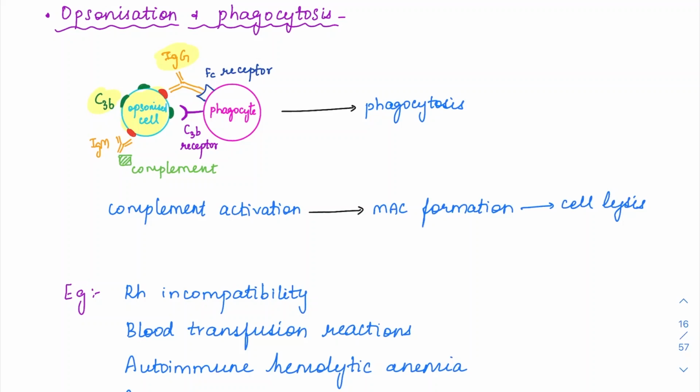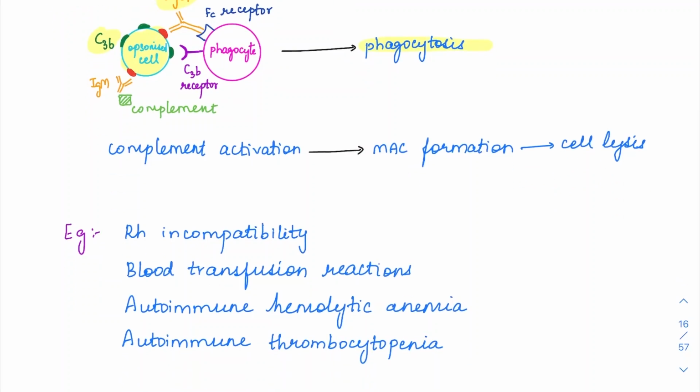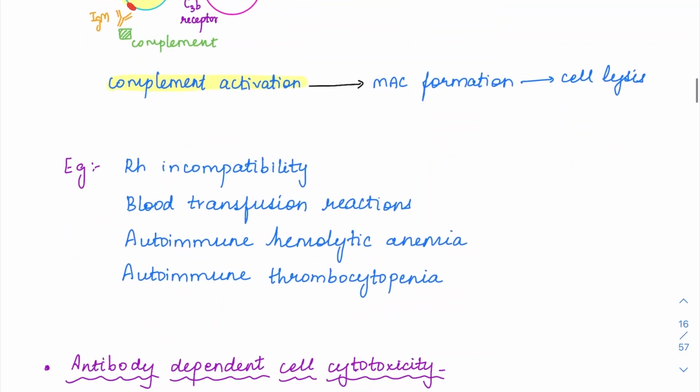And then these opsonized cells will be easily recognized by the phagocyte. This phagocyte is going to have receptors for both immunoglobulin G and C3b. So when the interaction between this phagocytic cell and opsonized cell happens, it results in phagocytosis. Apart from that, the Fc portion of the immunoglobulin is going to attach complement, and this is going to again activate the complement. So complement activation is going to take place here as well.